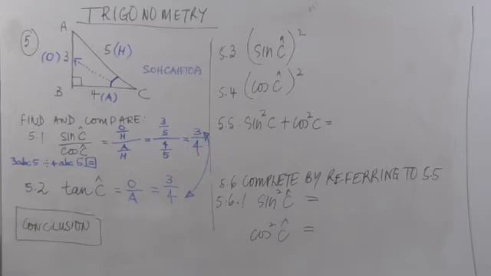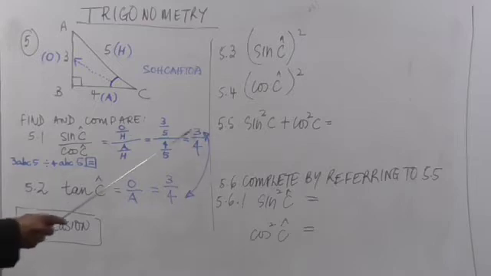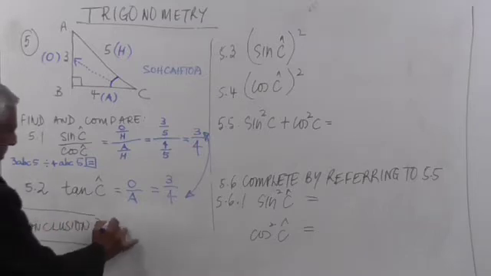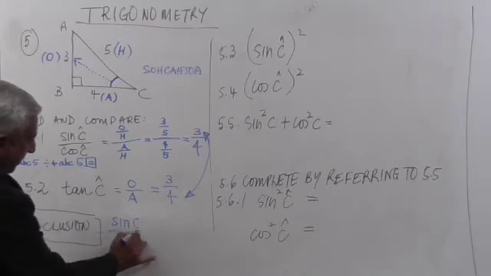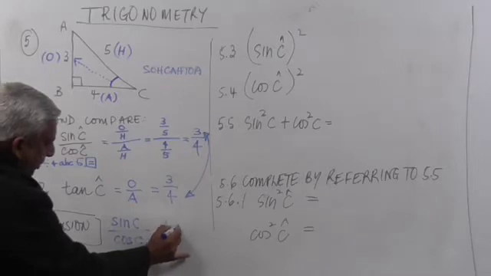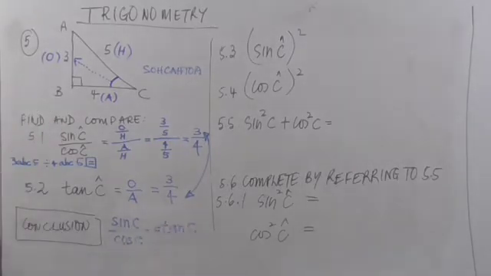So what is your conclusion? Your conclusion is that sine C over cos C is equal to tan C, because that is equal to that. Therefore this is equal to this. Or you can say it the other way: tan C is equal to sine C over cos C. So that was the conclusion for number 1.